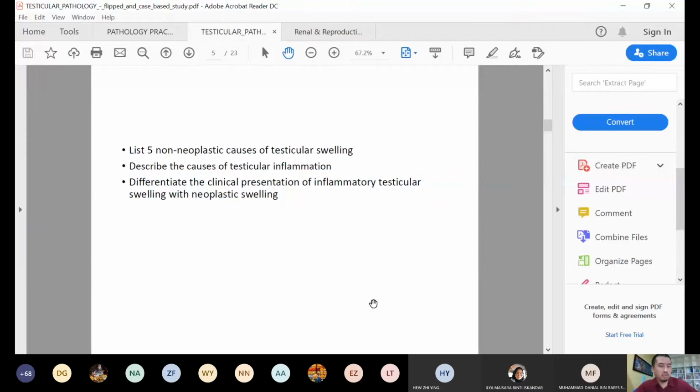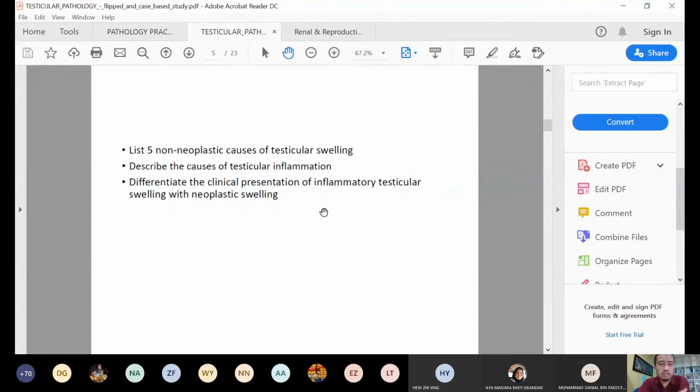Okay, so non-neoplastic causes of testicular swelling. There's inflammation, tuberculosis, or sexually transmitted disease. And then you have varicocele, hydrocele, and tumor. Well, not tumors, it's non-neoplastic. So describe the causes of testicular inflammation. You have the sexually transmitted diseases at a certain age, and other causes, other pathogens, after a different age. So we will see that later.